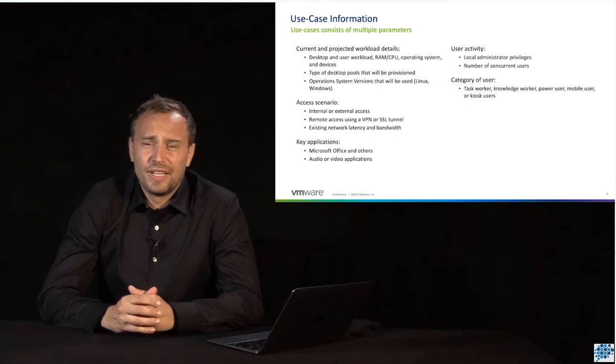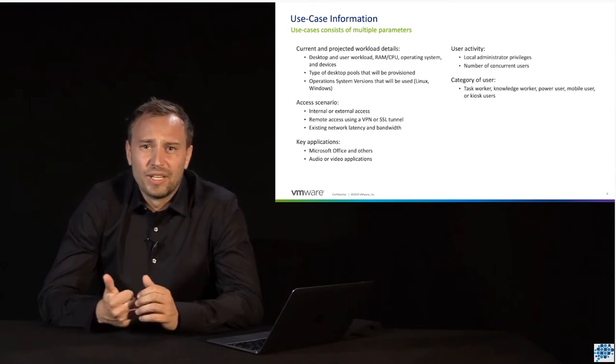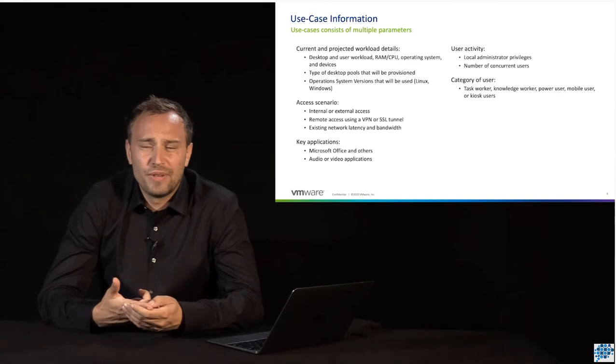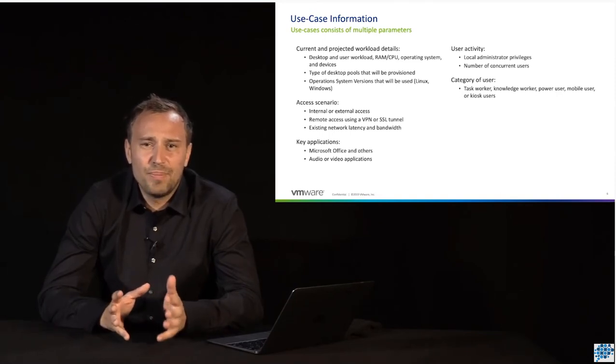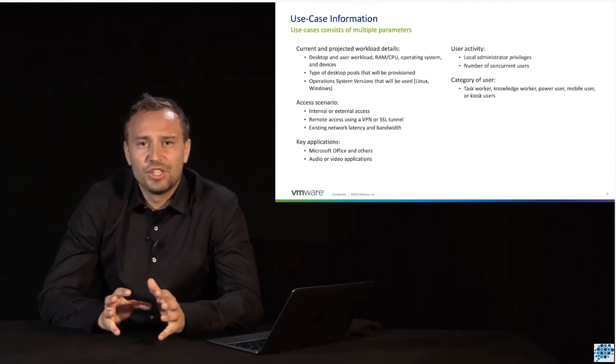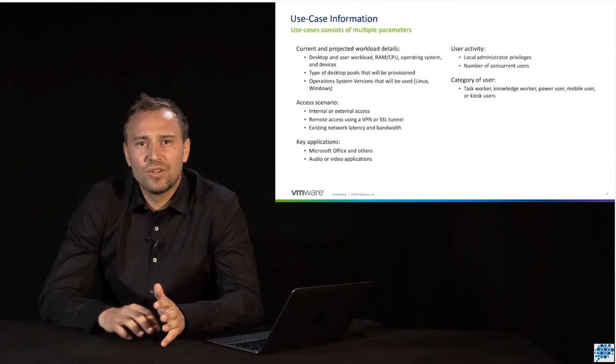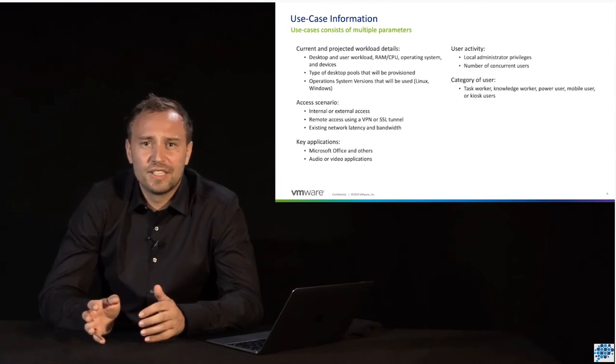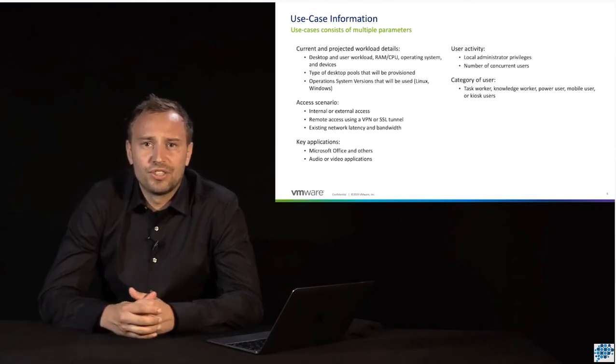We need to figure out any constraints regarding network latency and bandwidth. Do we have any remote offices with only a certain amount of bandwidth that can be used for such a solution? And all of that use case information will have a concrete impact on our design decisions in a later stage of our architectural design.